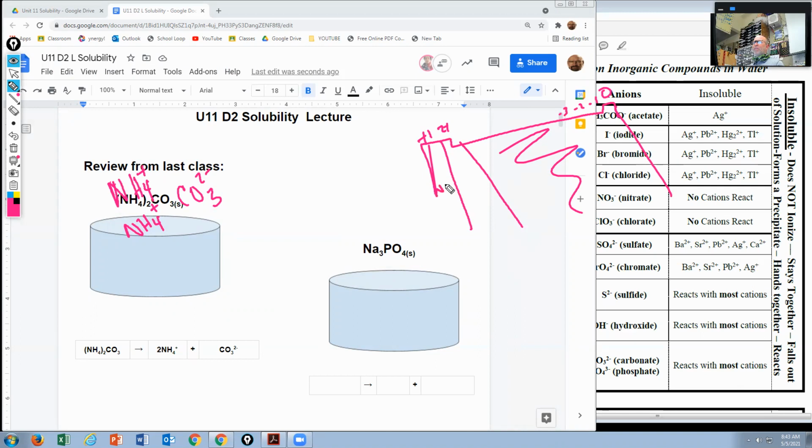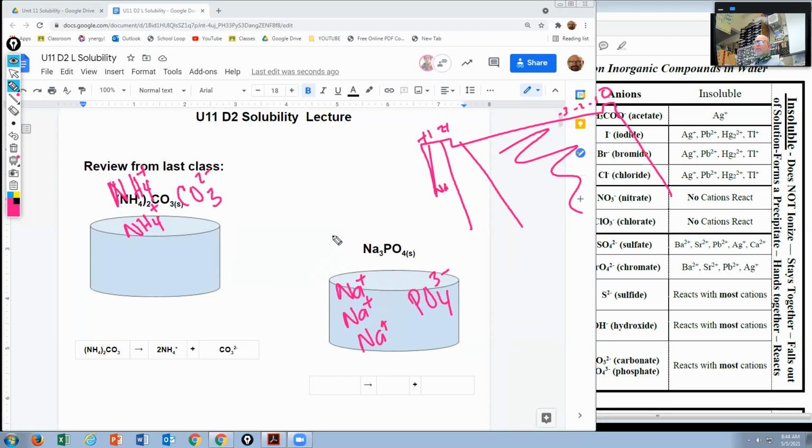Sodium is in the first column. So sodium has a +1 charge. Phosphate, we know by looking at our common polyatomic ion sheet, has a -3 charge. This is going to break up into 3 Na+ and 1 PO4 3-. And notice that the 3- charge is going to cancel out those 3 pluses and vice versa.